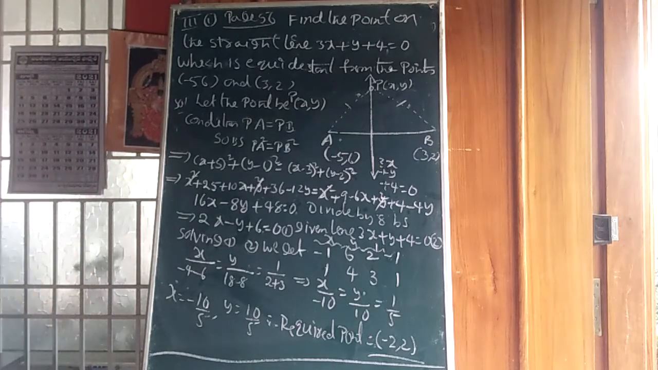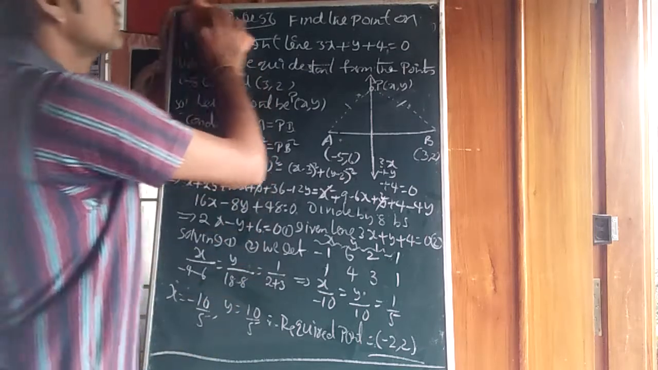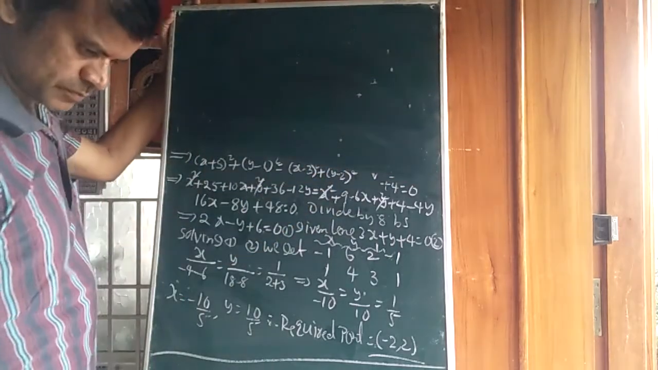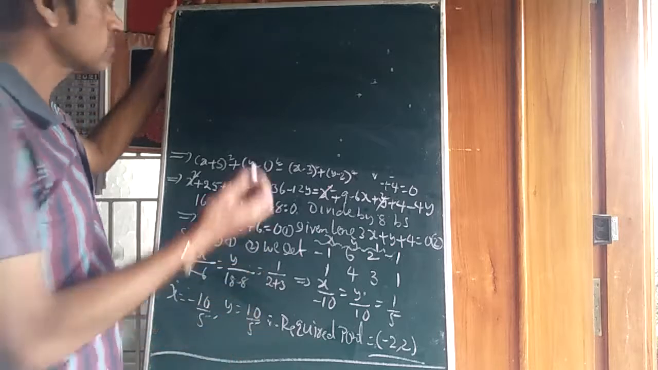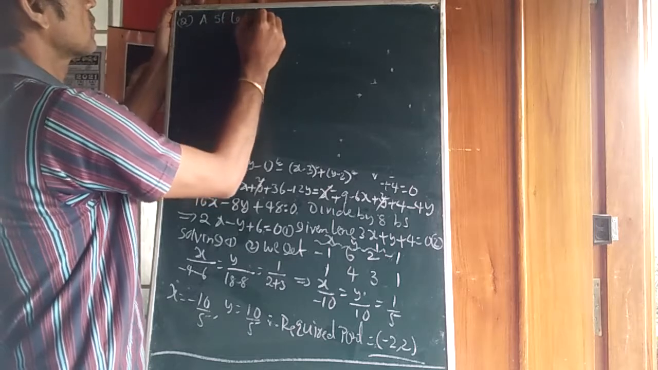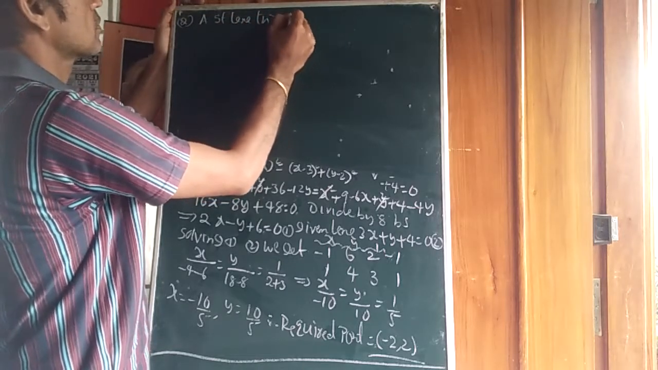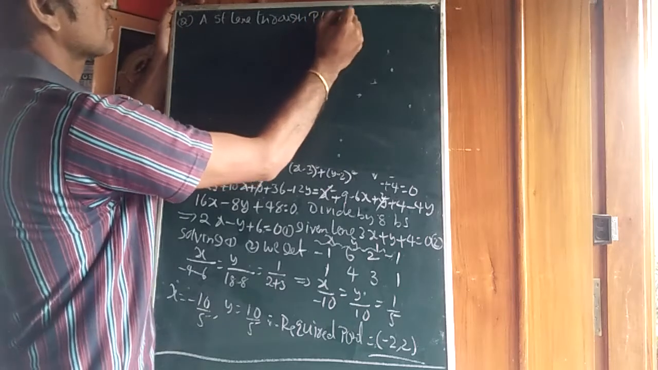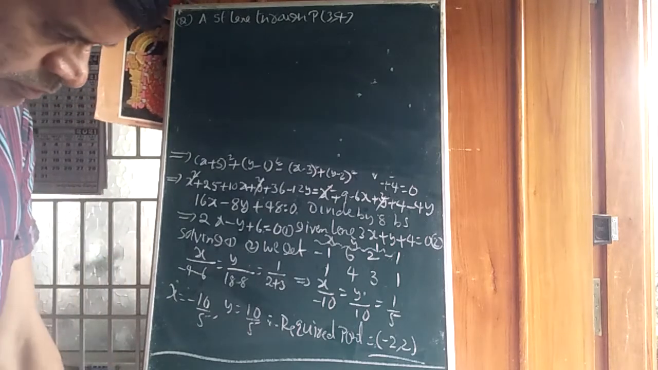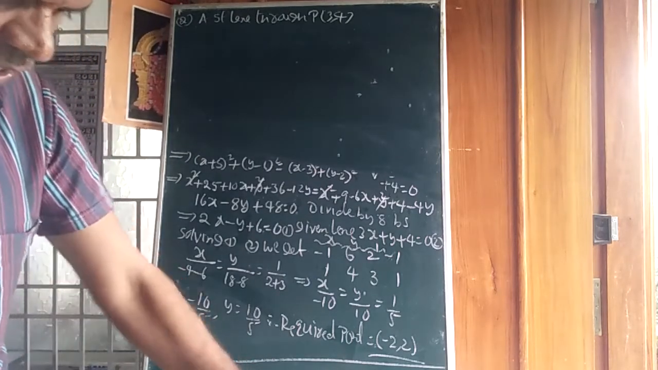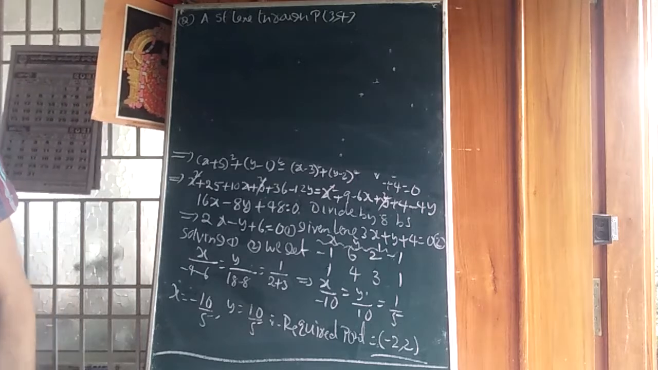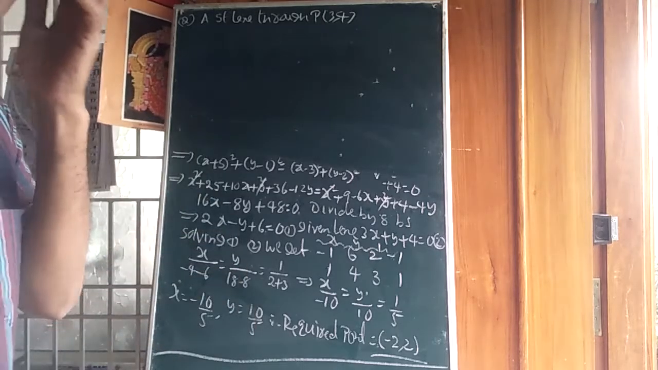Now let us write the second question. A straight line through P 3 comma 4 makes an angle 60 degrees with the positive direction of x-axis.